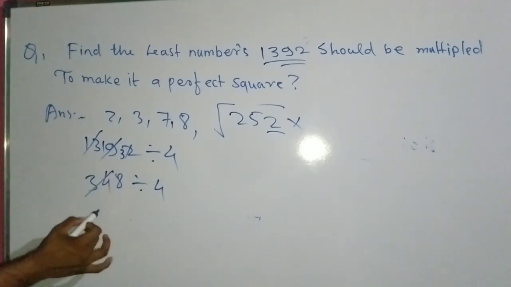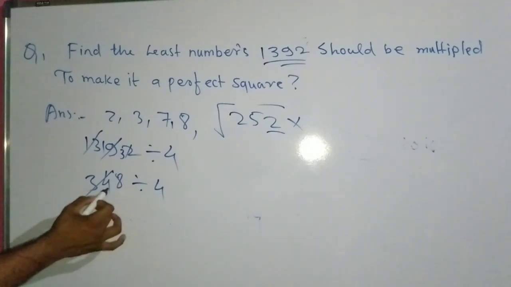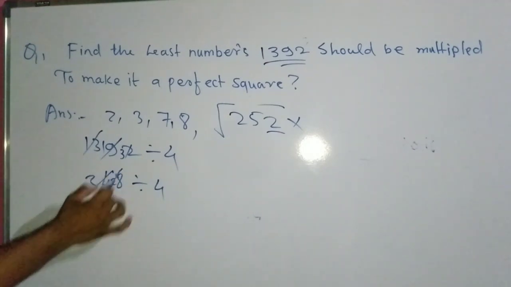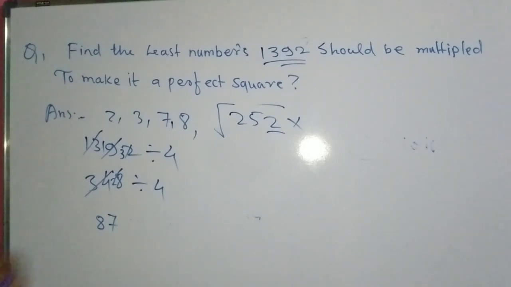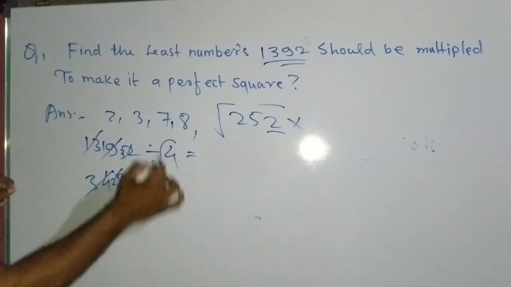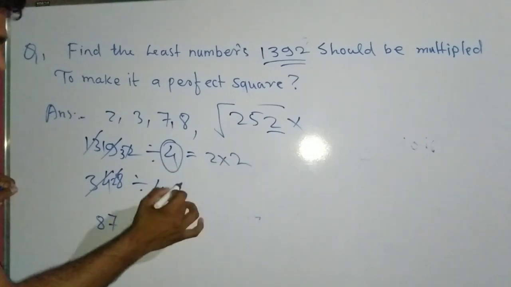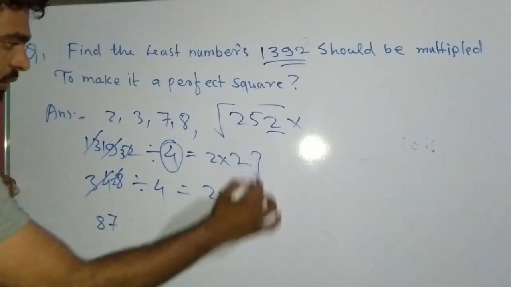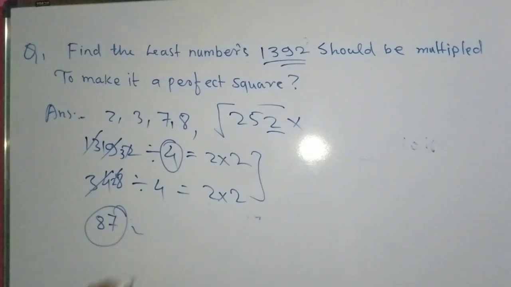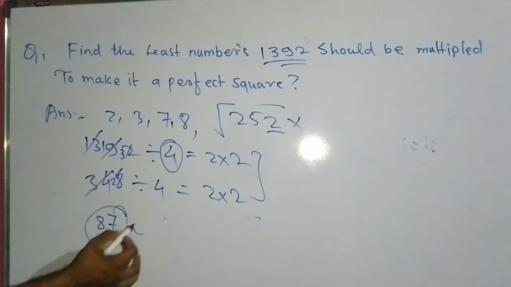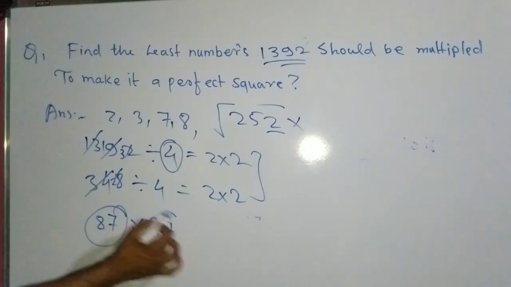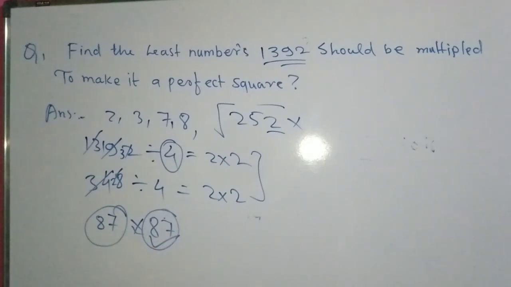So 4 8s are 32, it's 34, then come here 2, 4 7s are 28. So here this 2 multiplied by 2 and this 2 multiplied by 2 make a perfect square, but this number is not a perfect square and is not divided. It needs 87 again. So this number is our answer.